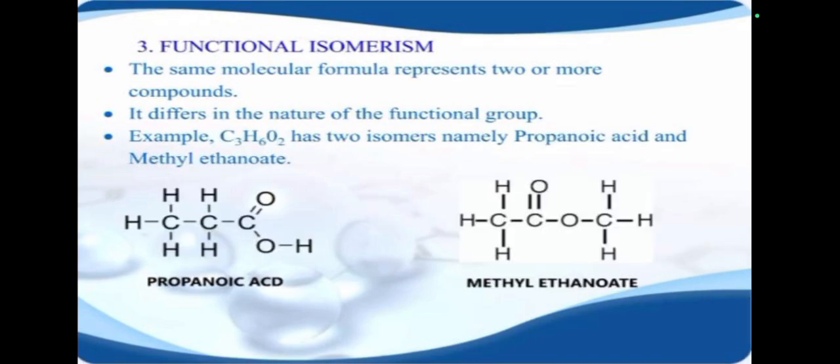And third one, functional isomerism. Functional isomerism means the same molecular formula represents two or more compounds that differ in the nature of the functional groups. For example, propanoic acid and methyl ethanoate. The functional group is different but the molecular formula is the same. That is called functional isomerism.